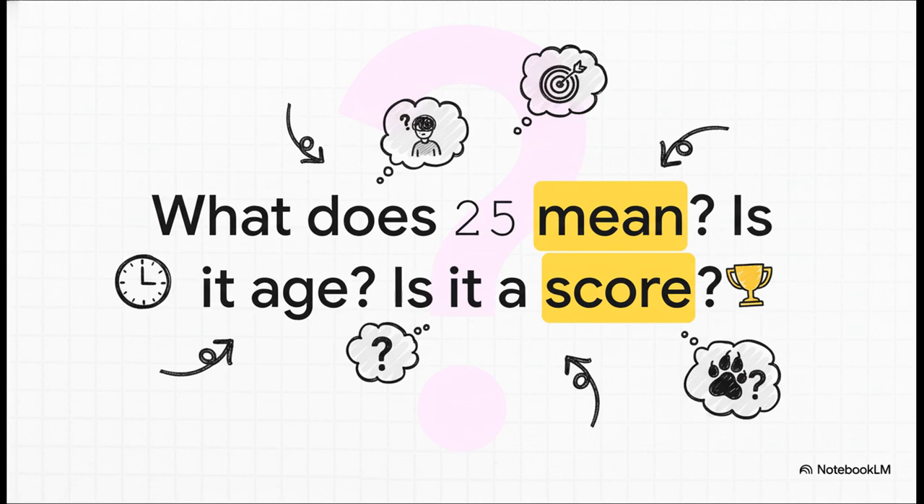Just imagine coming back to this code in a week. You see Hamza, okay, that's a name. You see Karachi, that's a city. But what on earth is 25? Is that their age, their high score in a game, the number of cats they own? Without any context, the data is basically meaningless. And that is a recipe for some really nasty bugs down the line.